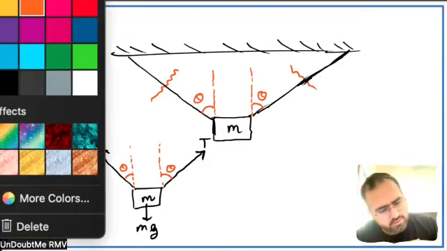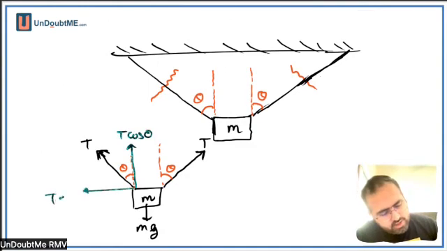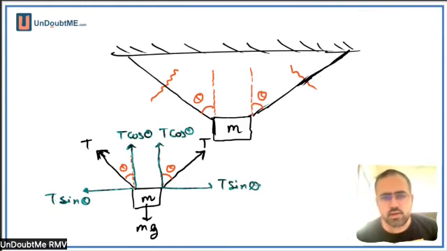Yes, it is correct. It will be T cos theta, and this will be T sin theta. Similarly for the other one also, this will be T cos theta and this will be T sin theta. You can see that it is all about playing with the diagram, nothing else.